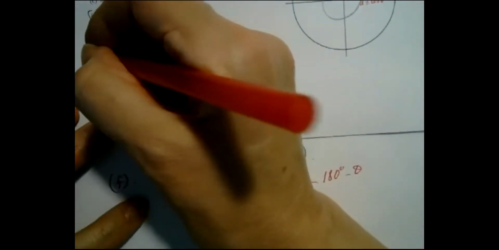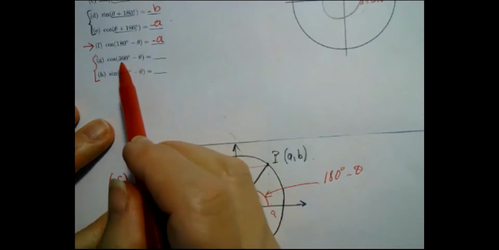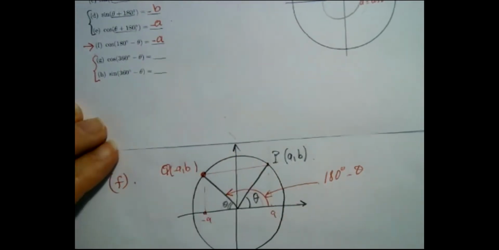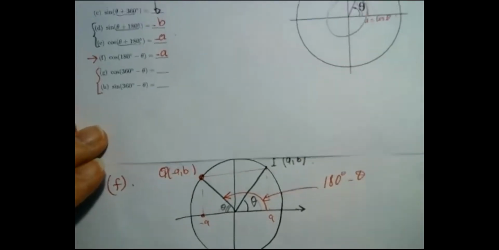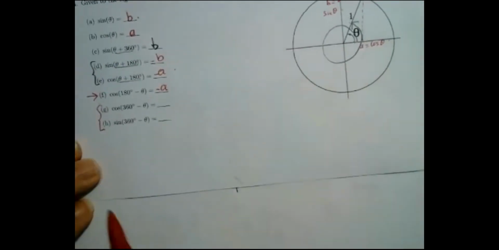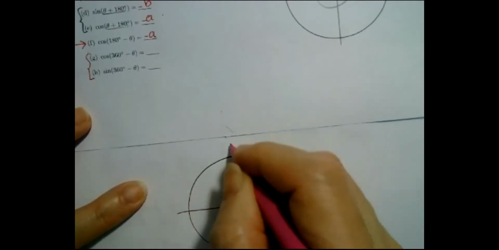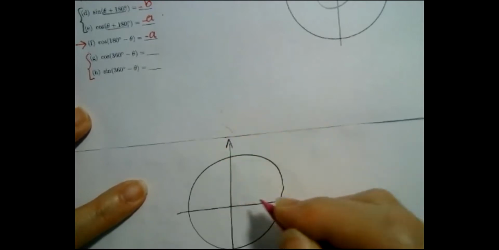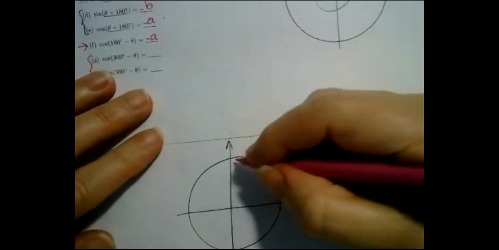Now, G. I want the cosine of 360 minus theta, G and H. Again, you have to draw the angle, 360 minus theta, and tell me its x and y coordinates. Okay, I want you to do it, and then I will pick one of you.